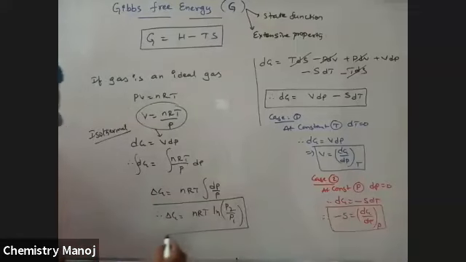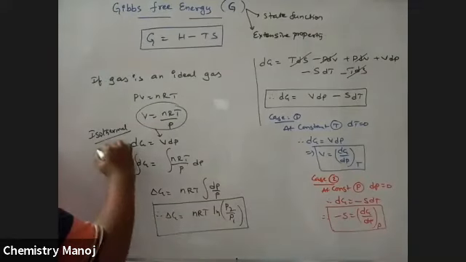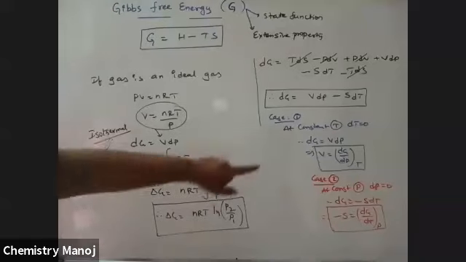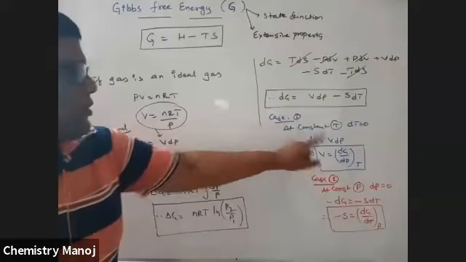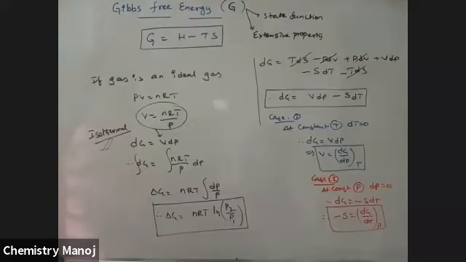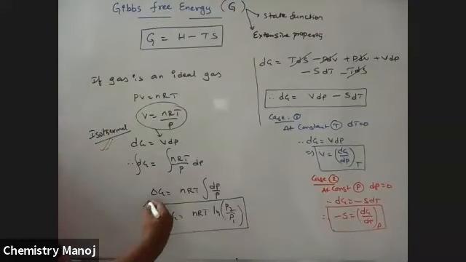This is the delta G calculation for the isothermal process. In case of isothermal, meaning constant temperature, dG is equal to V dP. Because the gas is taken as an ideal gas, V is equal to nRT by P, and finally we will get this formula. It is important.